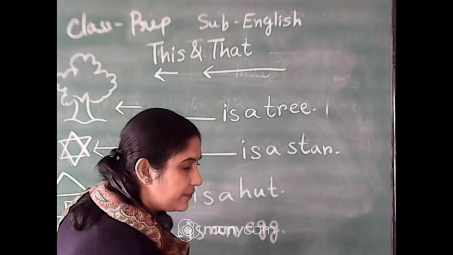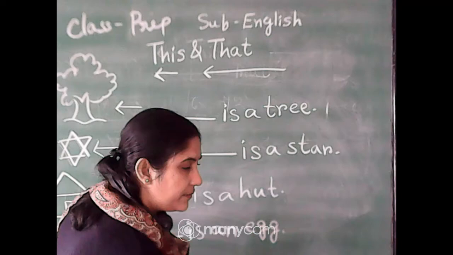Number 3, what we can do? There is a picture of a heart, and dash is a heart. You will put here this or that. There is a small arrow. So what you will put? Small arrow means this. So you will put this.